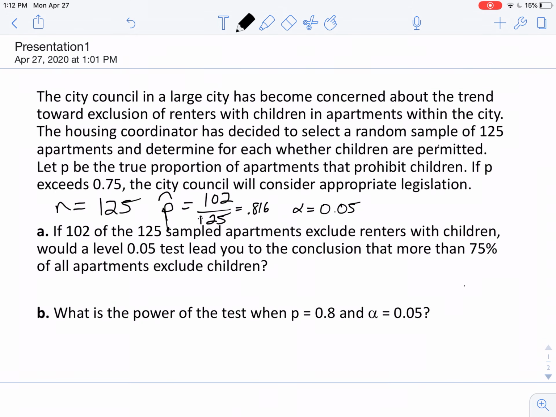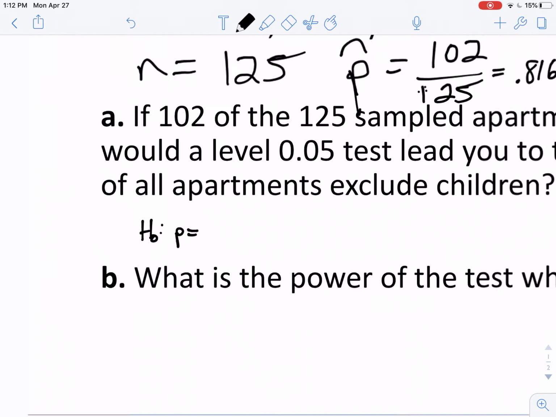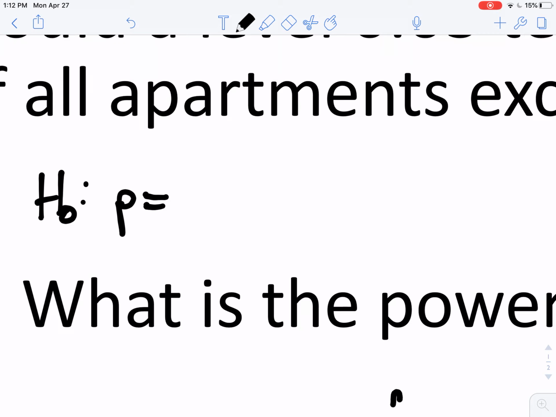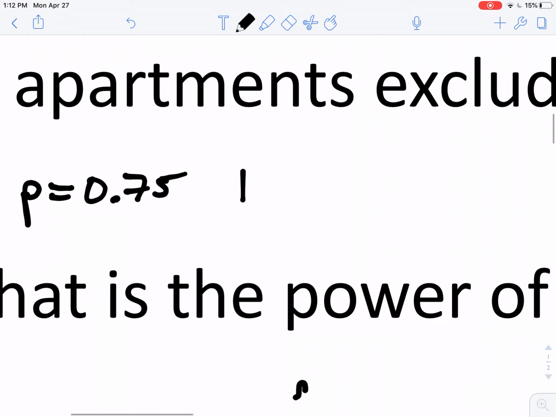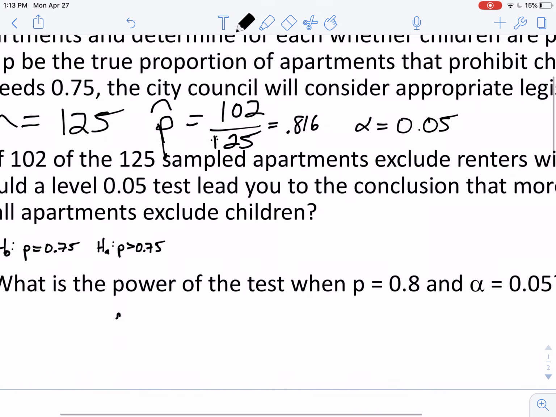Okay, so what we're going to do is calculate a p-value. So in part A, though, before I do that, I'm going to write my hypotheses. So I'm going to hypothesize for my p parameter. So my p parameter, again, is the true proportion of apartments that prohibit children. So I'm trying to show that p exceeds 0.75. So my null hypothesis is going to be that p is equal to 0.75. And then my alternate is that p is greater than 0.75. So those are going to be my null and alternate hypotheses for my significance test.